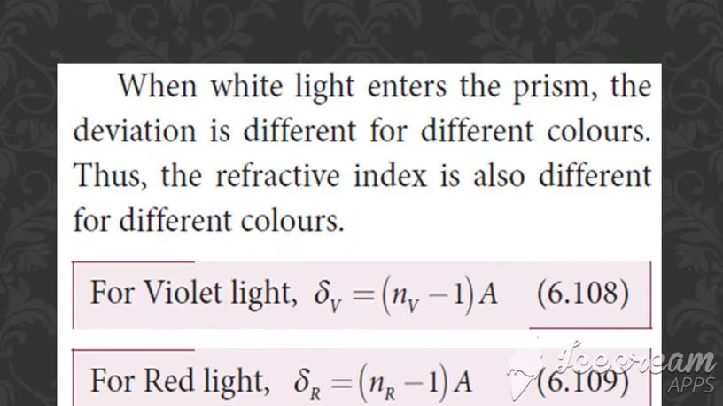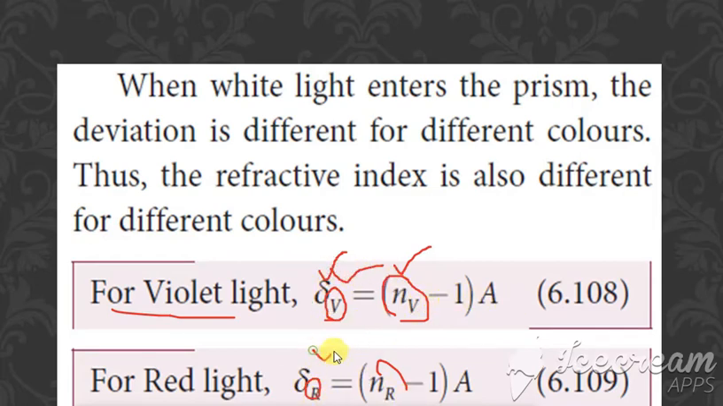When you are considering different colors such as violet and red, for violet we get del V and so NV, because this is the angle and this is the refractive index we have seen first itself. And del R can be written with NR. Del V is equal to NV minus 1 into A. Del R is equal to NR minus 1 into A.